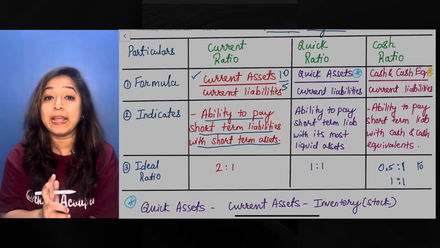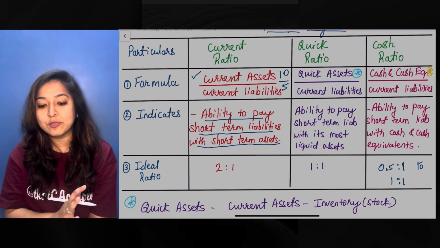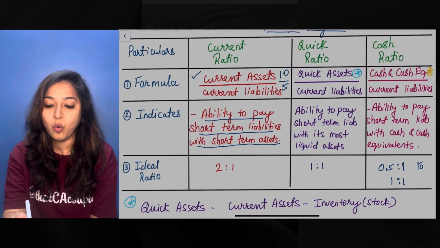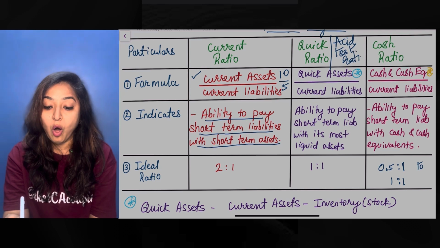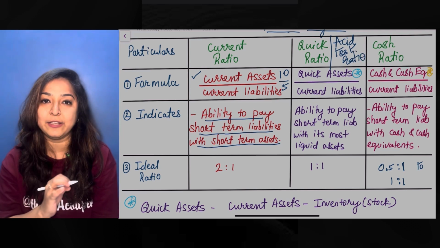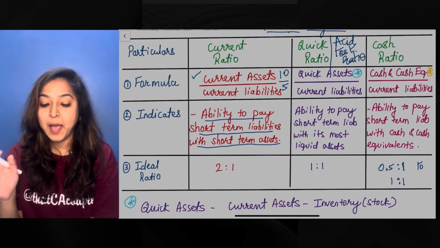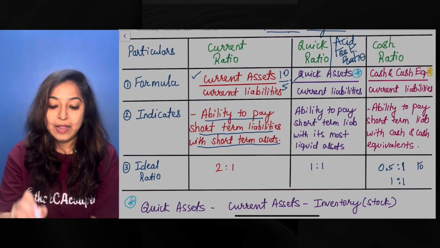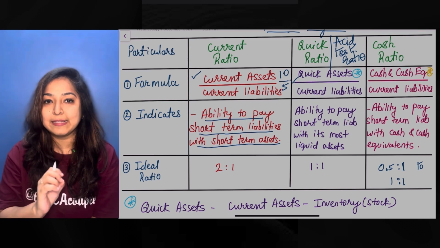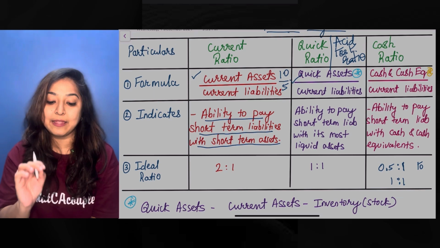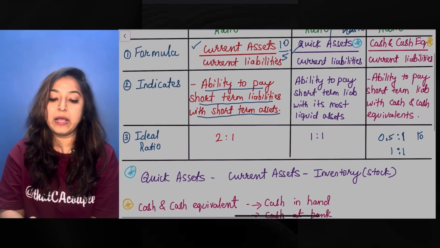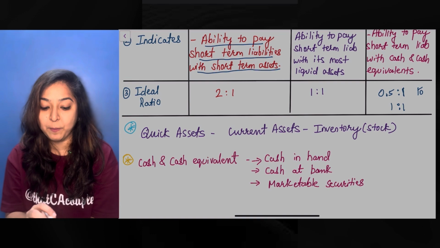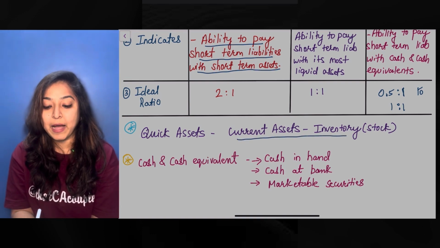We'll quickly move on to the second one, which is quick ratio. Let me also tell you, quick ratio is also known as acid test ratio, or it is also known as liquid ratio. All right, all these three names mean the same thing. Now the formula here is, I would say, the same as current ratio, except that the numerator has quick assets. If we look at what quick assets means, it means current assets minus inventory.